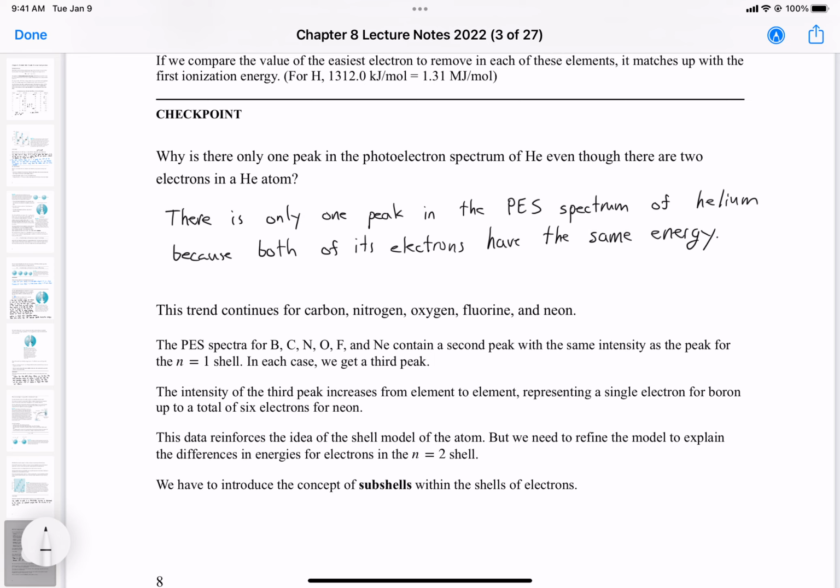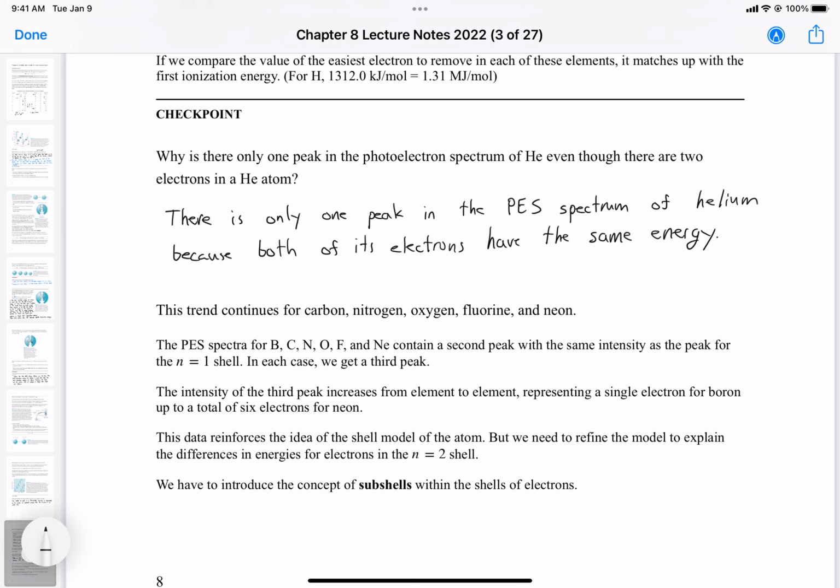They have all the 1s electrons, and in each case we get two peaks that are of the same intensity as the peak for the n equals 1 shell, because the 1s and 2s are filled, and then we get a third peak. That corresponds to the p orbitals.